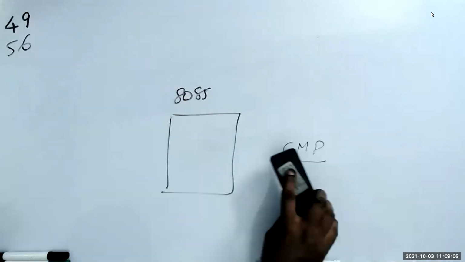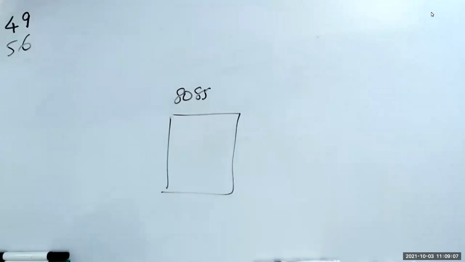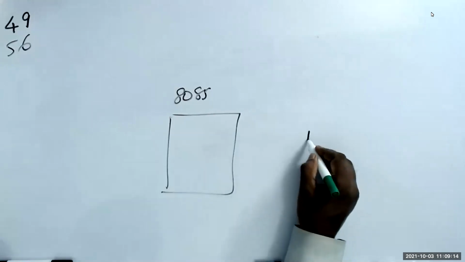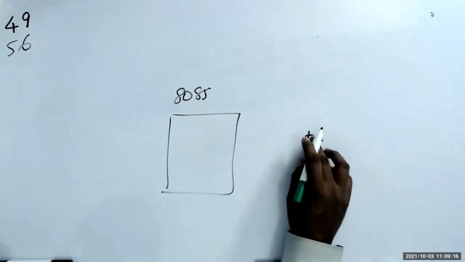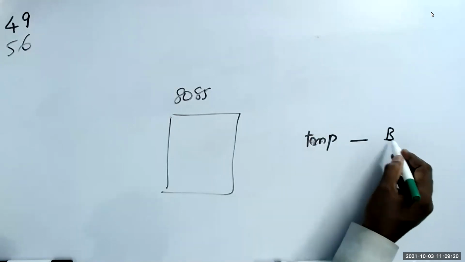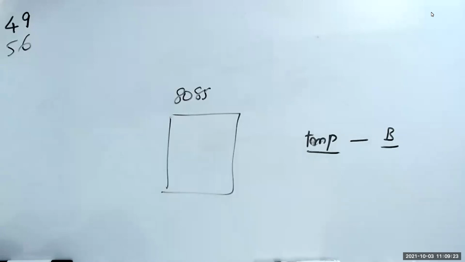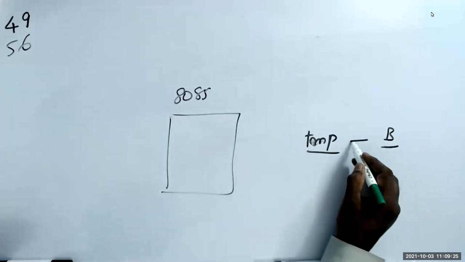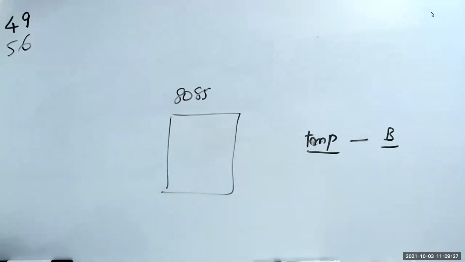What they do here is very clear in the compare. When they do compare, they subtract from the accumulator the register B, the other register. Actually subtraction is taking place when you do comparison. So the flag will be set.